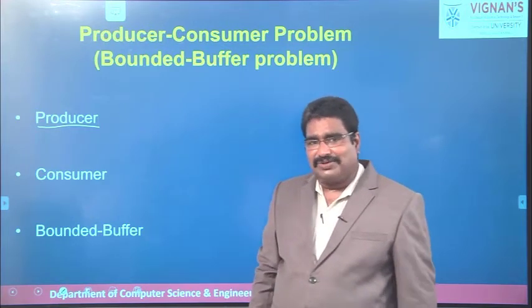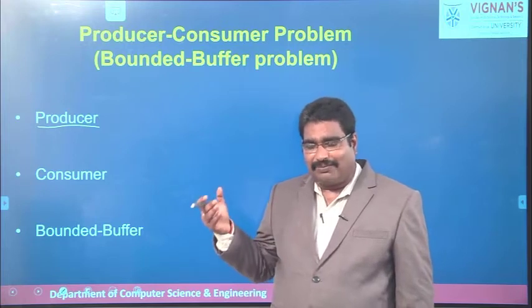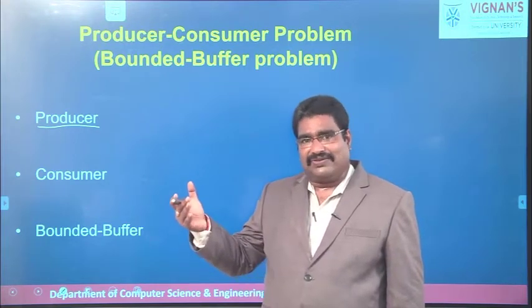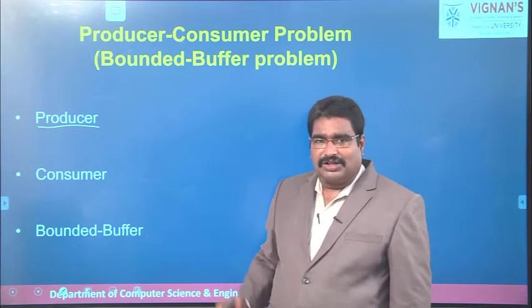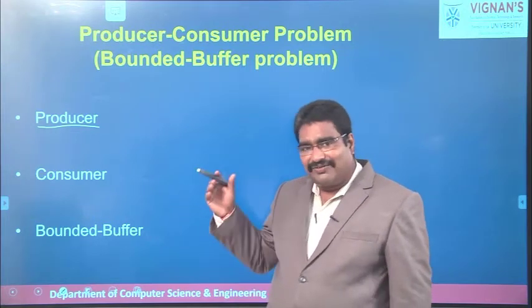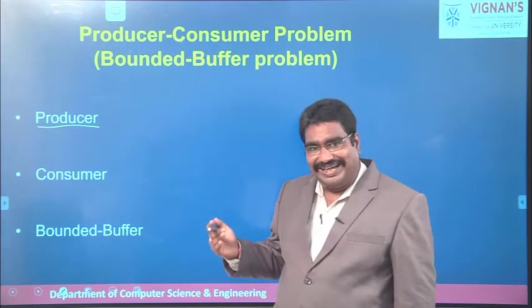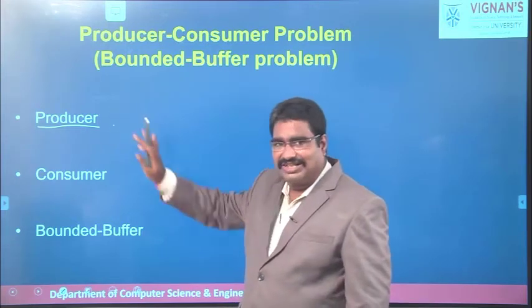One example is a process that collects data from the end user, and that data is given to another process. Automatically, the process which collects the data is considered the producer.